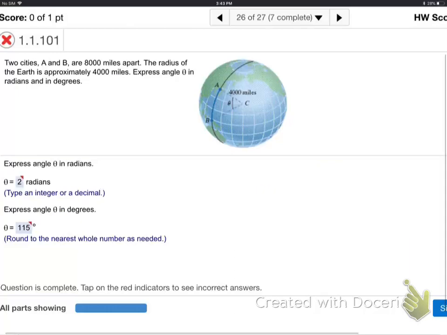Let's see. Okay. Two cities, A and B, 8,000 miles apart, radius of the Earth, 4,000 miles. Press the angle. You can actually do this to find angles between two locations on the planet. This is all the kind of stuff that goes into global positioning, GPS software, and all that kind of stuff that programmers do. So this is the math behind all that.